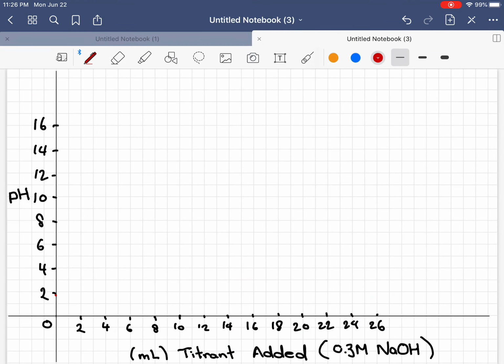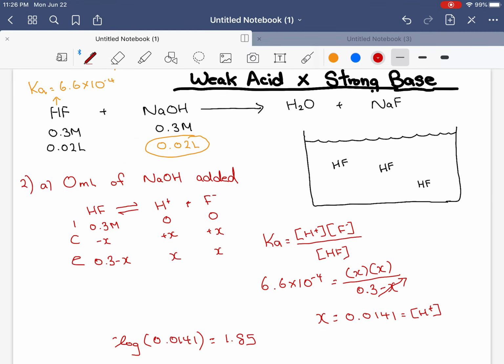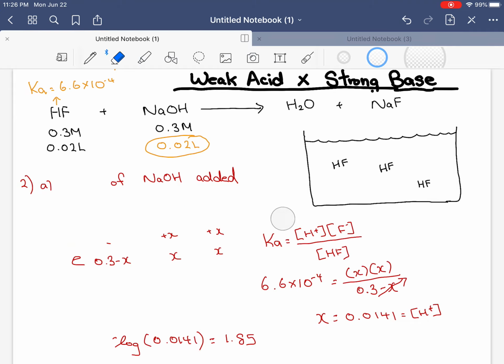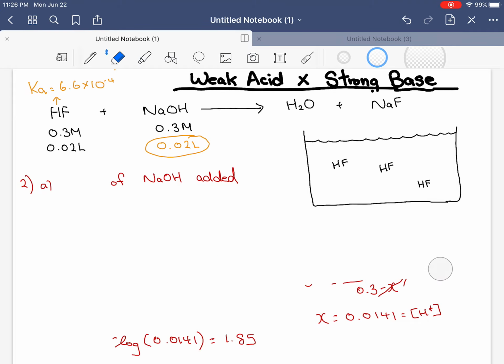Let's graph this. So at no base, the pH was 1.85. Oh, look, for some reason I already have a dot here. That's neat. Okay, so 1.85. All right, let's add some base. Let's clear this off. And let's add some base.